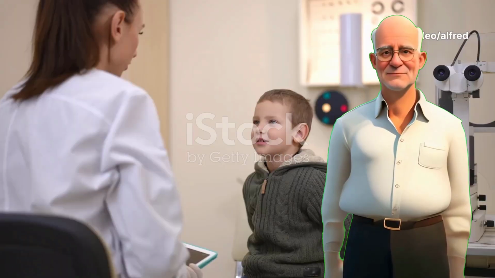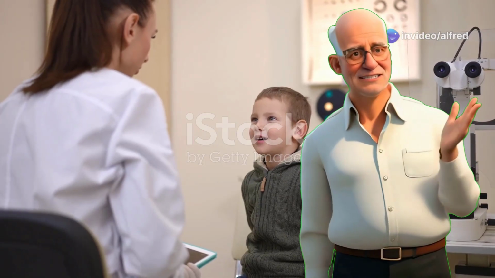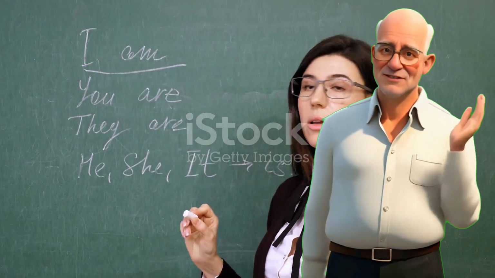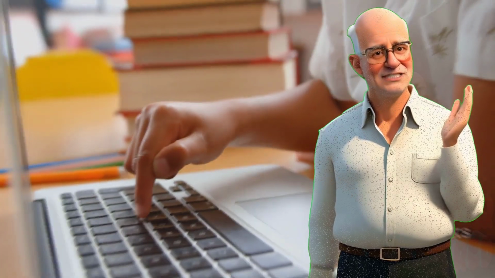Now let's practice. Complete these sentences. He happy, they playing soccer. Remember, is for singular nouns, am is for I, and are is for plural nouns and you. Keep practicing and you will master the verb to be.